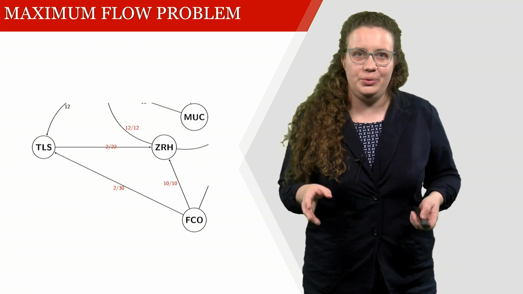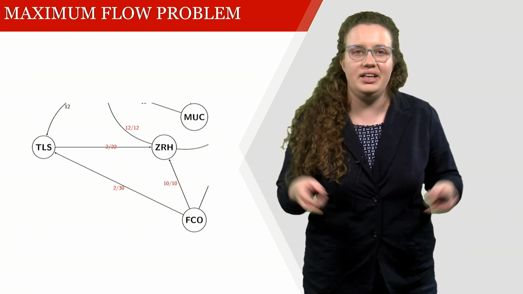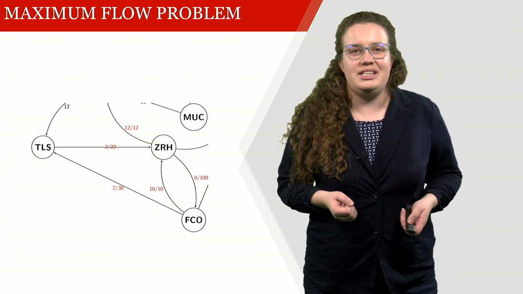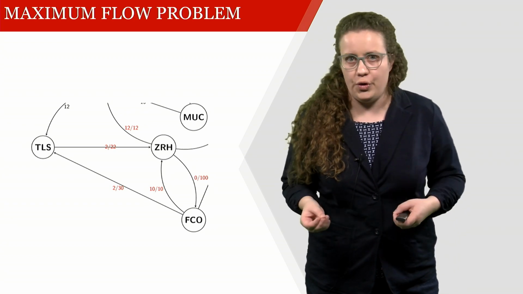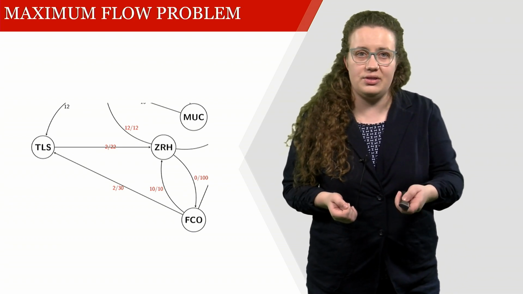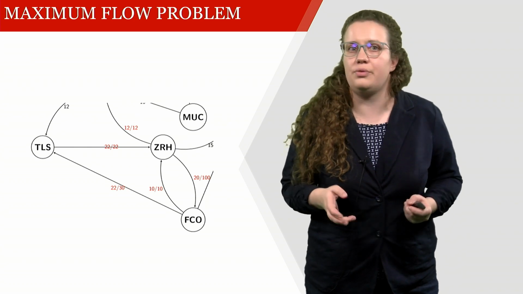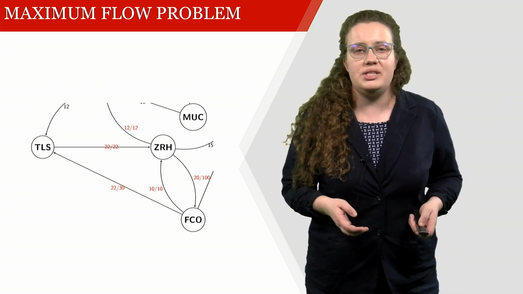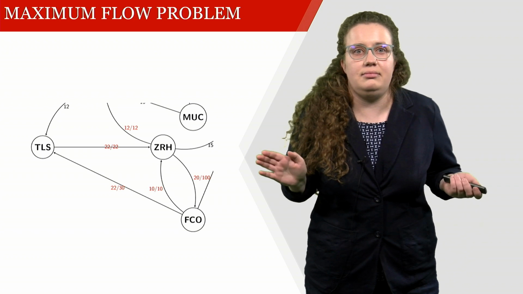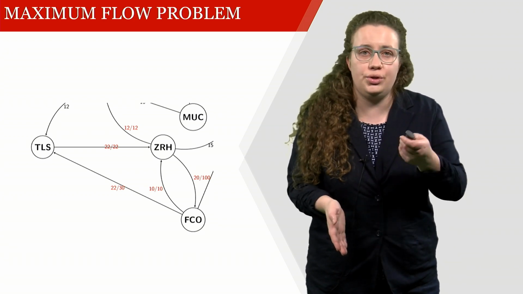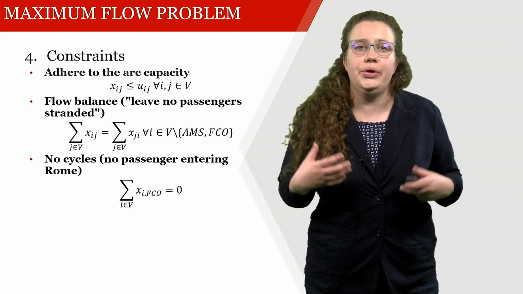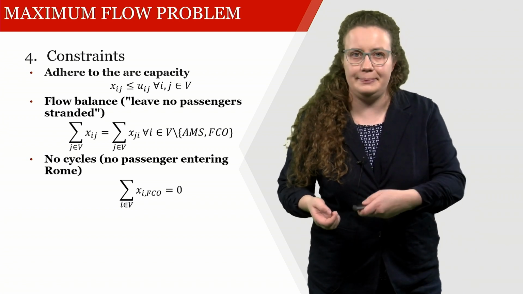The next thing we have to ensure in this network is that we don't have any weird flows. Let's say we have 1 additional arc from Zurich to Rome, which has a capacity of 100. Now we can send people along this arc. We can send 20 people because that is the remaining capacity from Toulouse to Zurich. All of a sudden, we have a lot more passengers, but it doesn't help these passengers because they just end up back in Rome. They wanted to go to Amsterdam, not to Rome. So we also have to ensure that we do not have any cycles, so that no passengers enter Rome again.